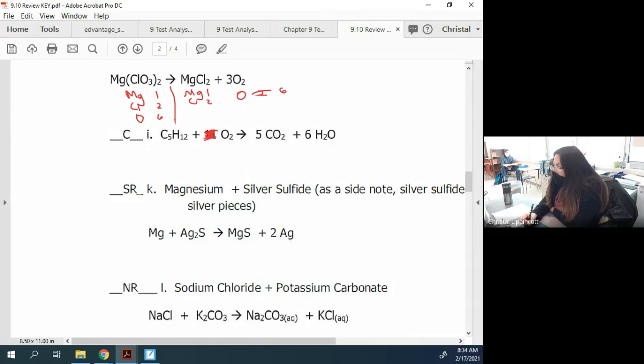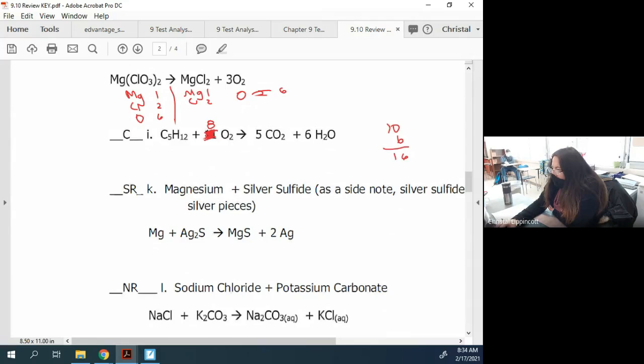Then I add up my oxygens on this side. I have 10 here. 5 times 2 is 10. I have 6 oxygens here for a total of 16. So I need 16 oxygens over here. I need to put an 8 here to get that to balance. Make sense? Good?